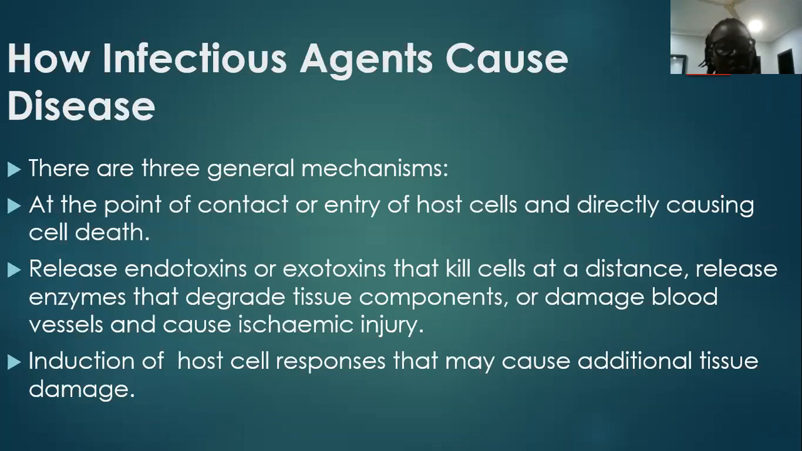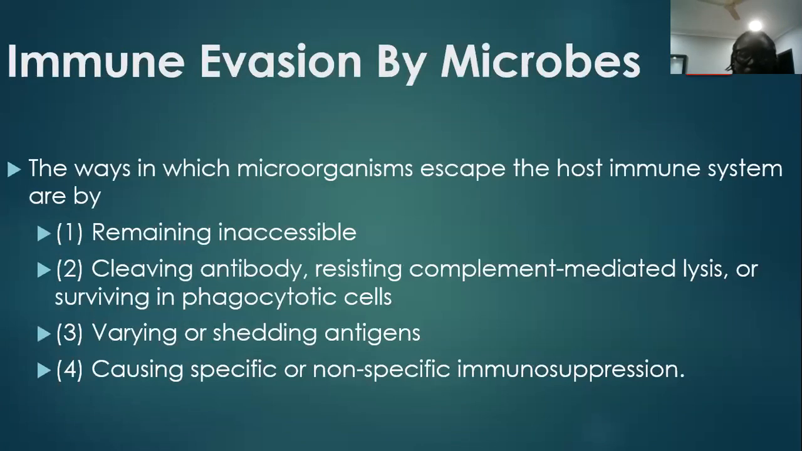Okay. Now, how do infectious agents cause disease? There are three general mechanisms. They can cause disease at the point of entry of the organism into the host cell. Then they can also release endotoxins, exotoxins that can cause infection. Then they can also attack the host response and cause additional damage. For example, HIV affects the immune system and causes generalized immunodeficiency. That is the way by which it causes an infection.